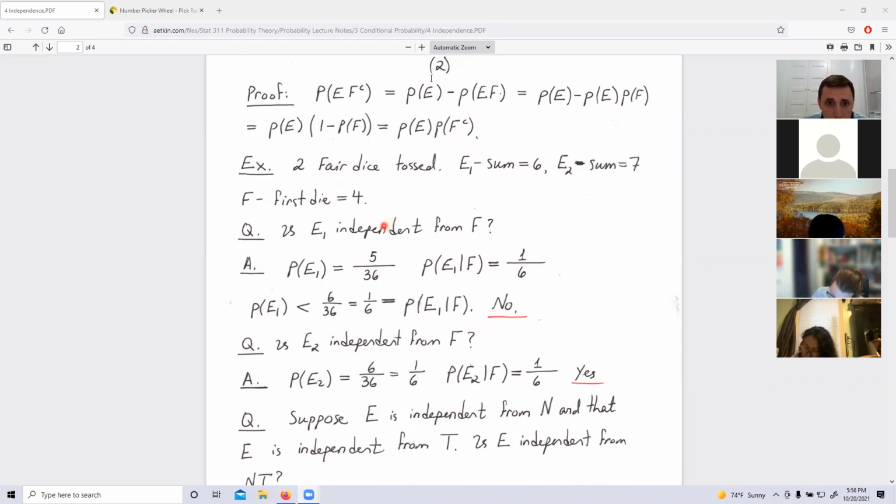Okay, Gustavo, you're saying that E is independent of N. That's exactly what it means. And also the same calculation would hold for T. But I'm asking, is E independent of N combined with T, the intersection?